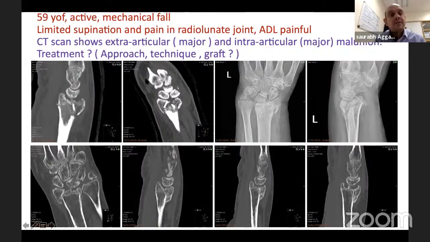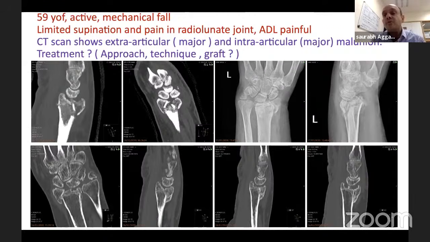So two things here. CT scan again shows extra-articular. You can see deformities in all the three planes. And we've introduced a new term now, an intra-articular malunion. You can see the articular step is all wavy, irregular. So both are major. Extra-articular major problem, intra-articular major problem.